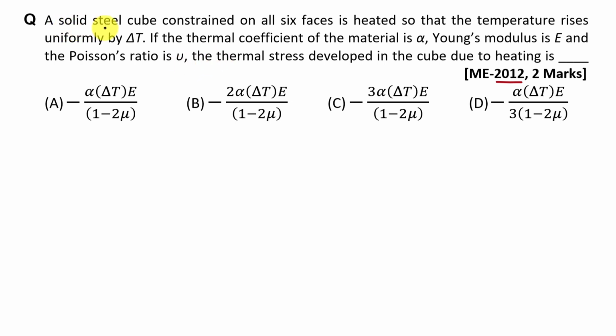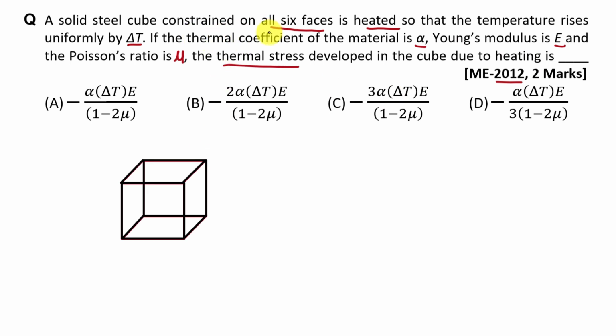A solid steel cube constrained on all 6 faces is heated so that the temperature rises uniformly by delta T. If the thermal coefficient of material is alpha, Young's modulus is E, and Poisson's ratio is mu, the thermal stress developed in the cube due to heating is, and here we have these 4 options.